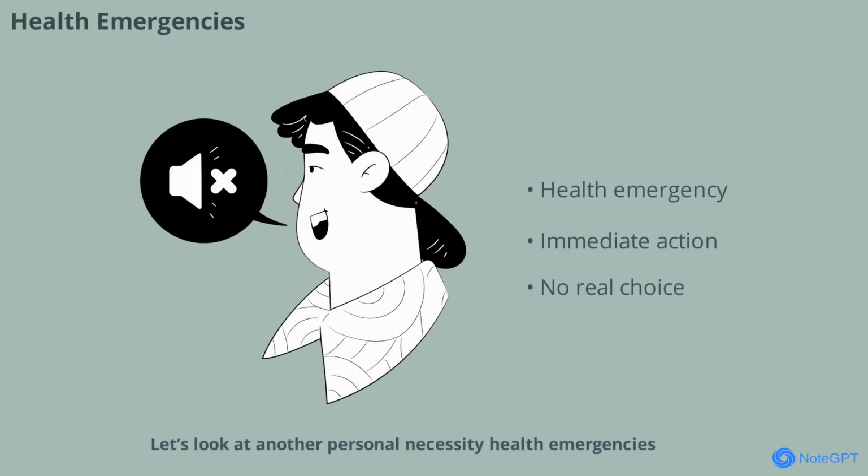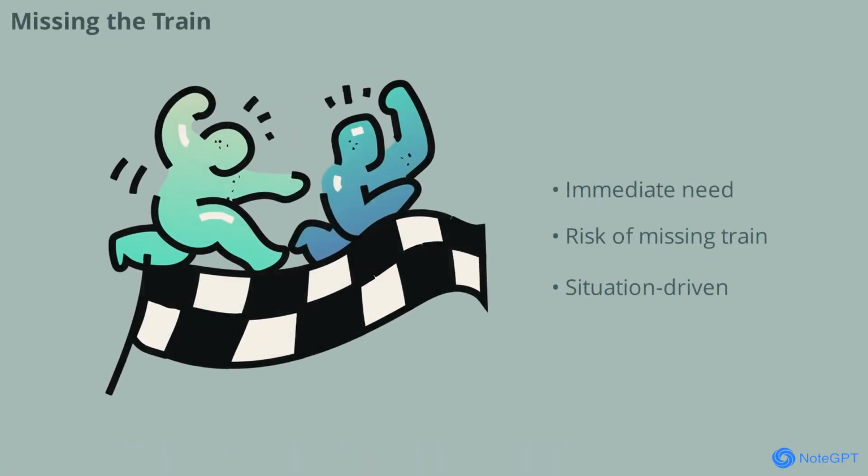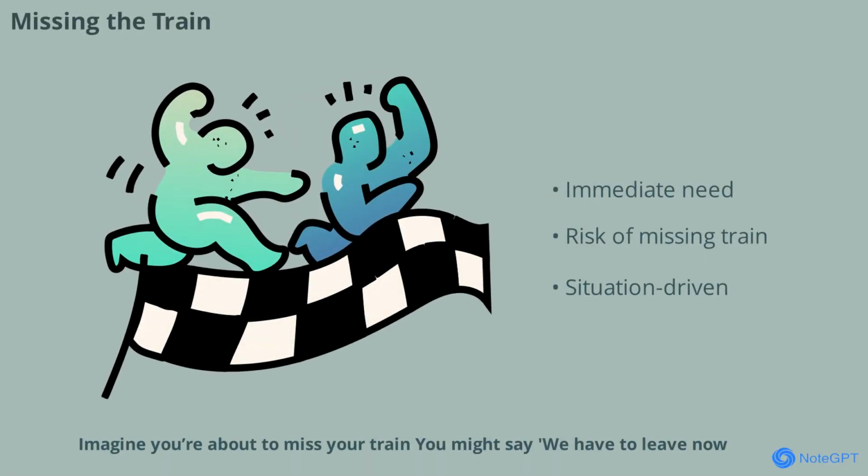Let's look at another personal necessity, health emergencies. If someone is very sick, you might say, "She has to see a doctor immediately." This isn't about following a rule, it's about doing what's necessary for someone's well-being. In these moments, have to shows that there's no real choice. The situation demands action. Imagine you're about to miss your train, you might say, "We have to leave now." The urgency is clear, if you don't act, you'll miss the train. This is another example of using have to for strong personal necessity. It's not about a rule, but about what the situation requires you to do right now.